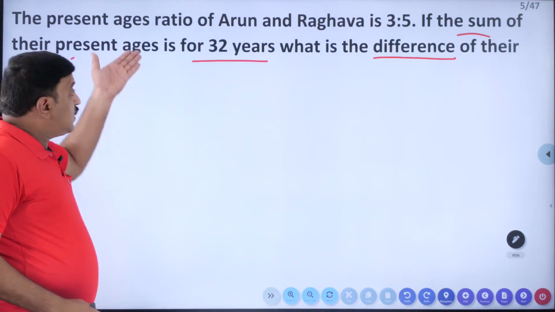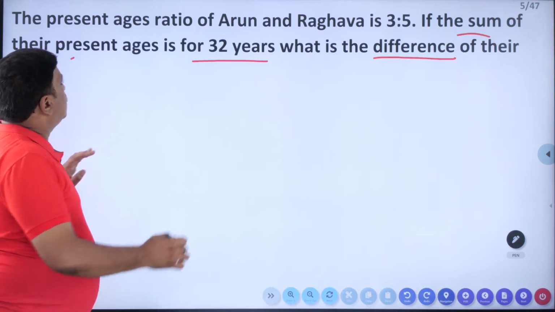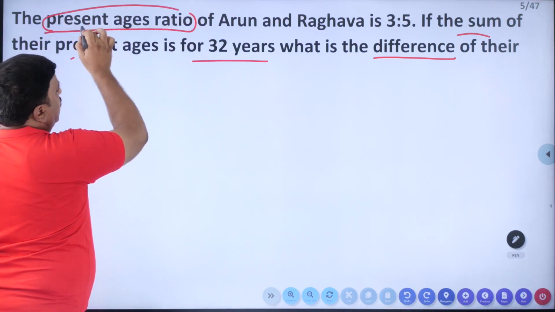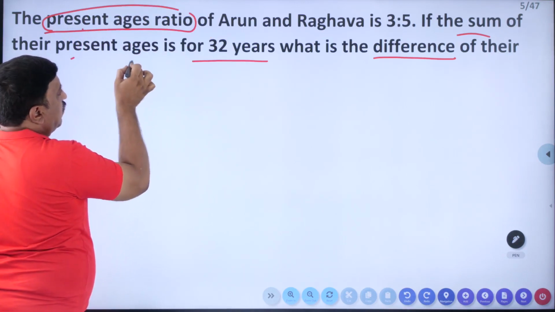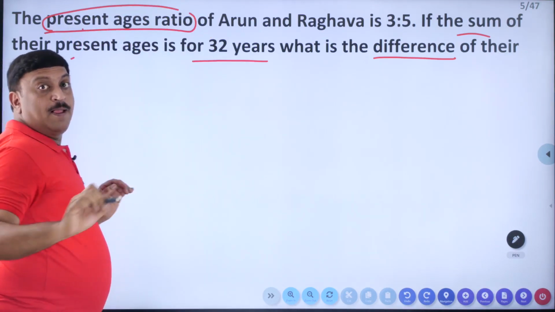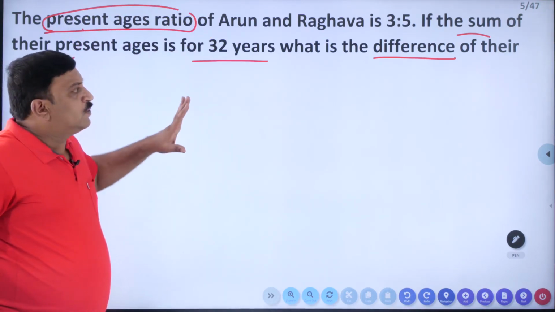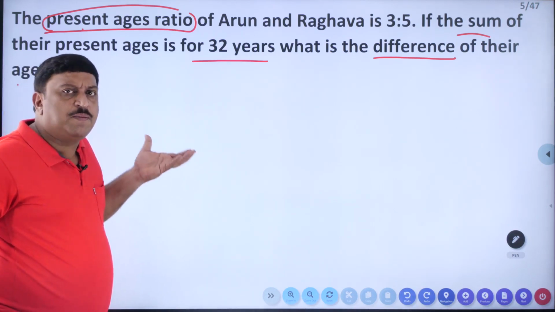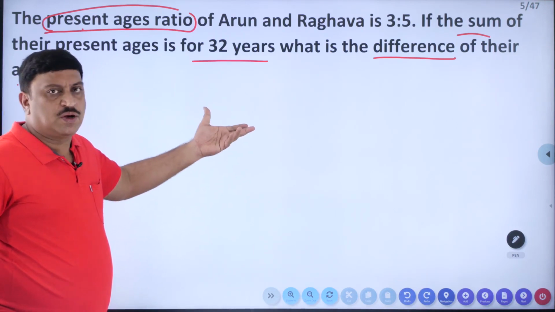But what is the ratio given? That is the present ages ratio that is given. First of all, confirm whether it is present and they are asking the present only. It is present only, right? So there is no complication in this one. Very basic, straight away you can do that one.